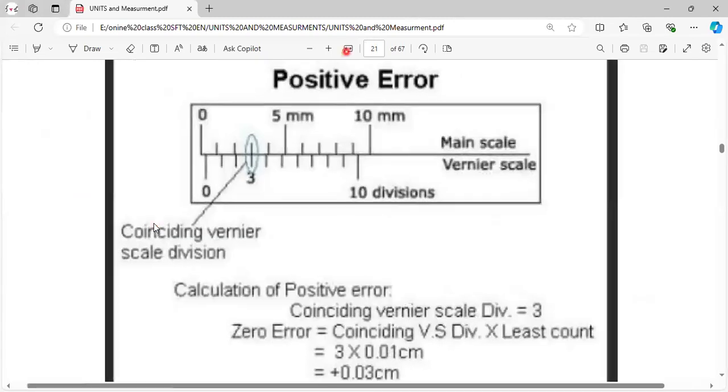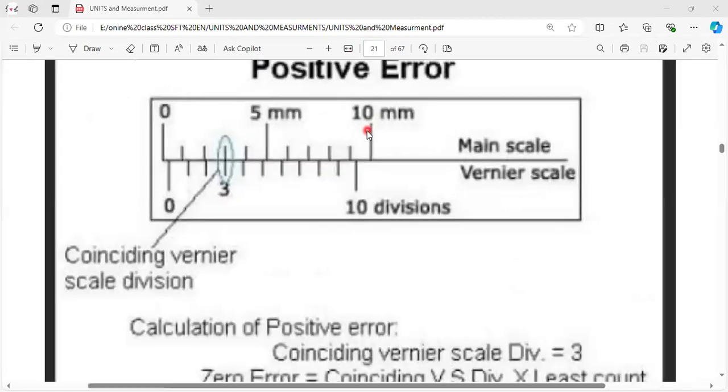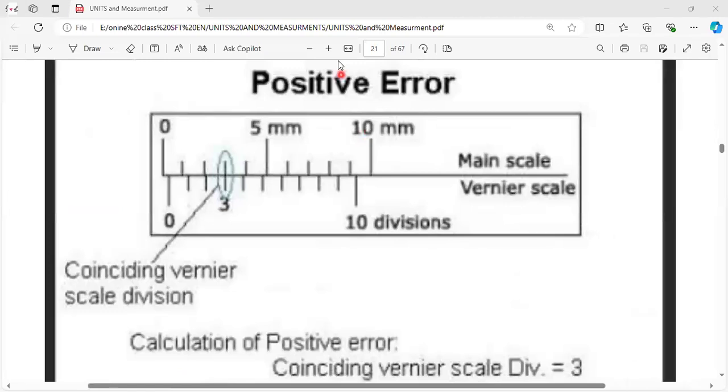Now, since we have to find out the positive error, you should know how to read the vernier caliper, the vernier reading. I hope you can see this figure clearly. This is how you are going to take the reading of a vernier caliper. When we come to the vernier caliper, I will explain this again. But let's see what this positive error is and how to read this value correctly. As you can see here, we have the main scale and the vernier scale at the bottom.